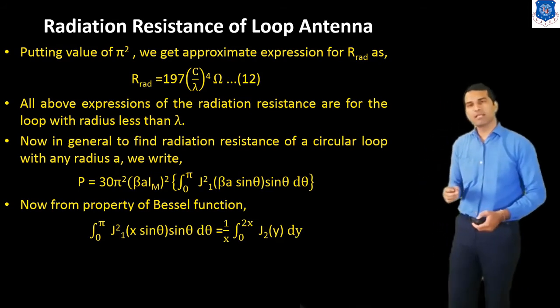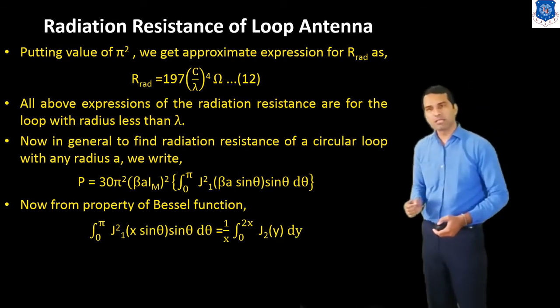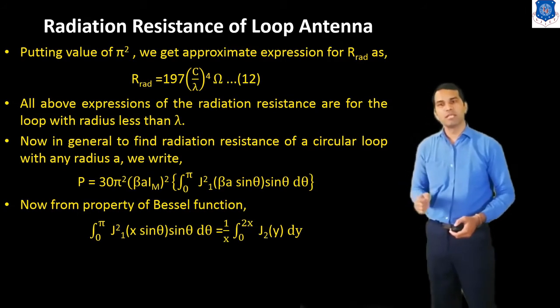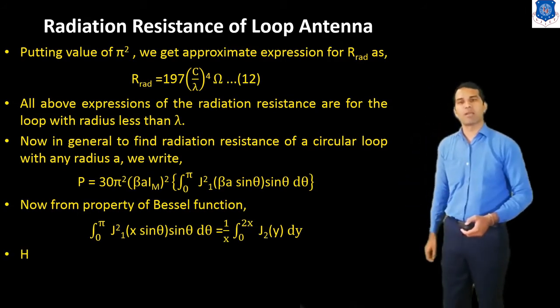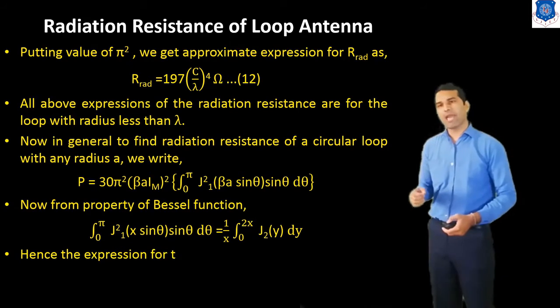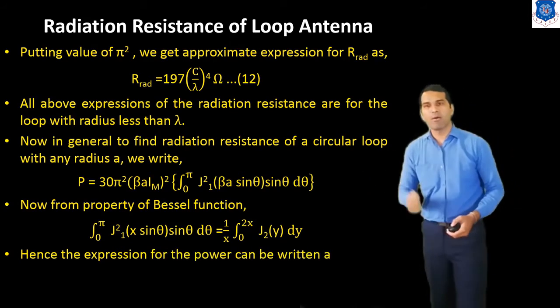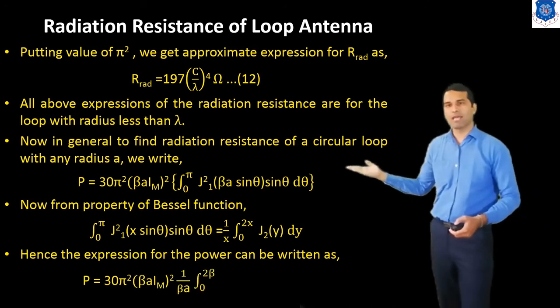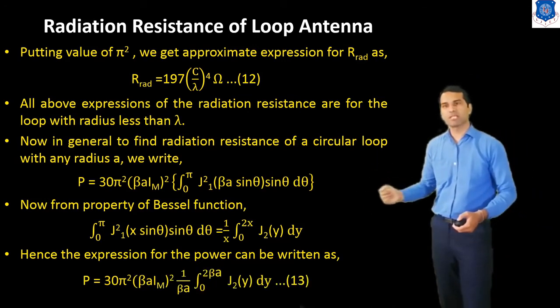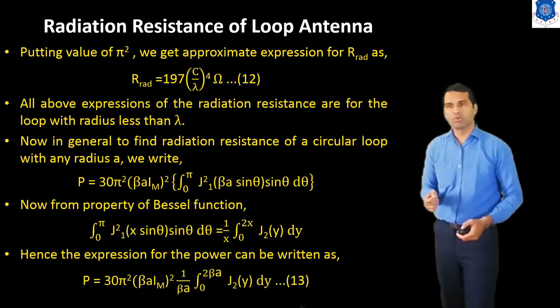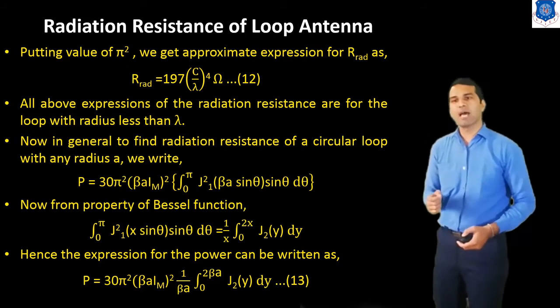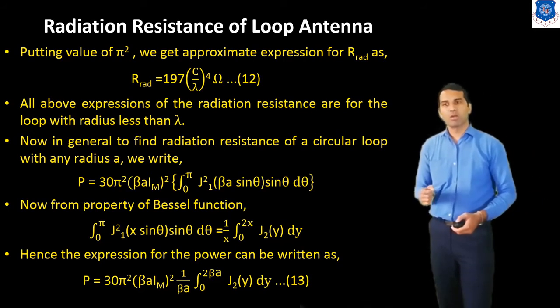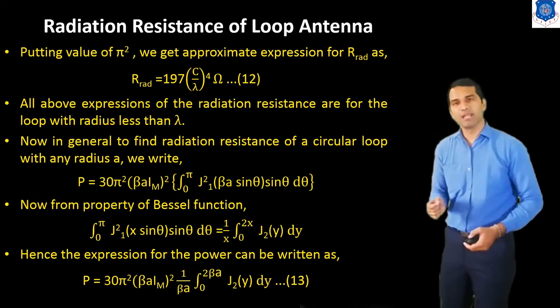So we can write the Bessel function as 1/x times the integral 0 to 2x of J2(y) dy. So hence the expression for the power can be written, by using this property of the Bessel function, P is equal to 30π² βa Im² times 1/(βa) times the integral 0 to 2βa of J2(y) dy.